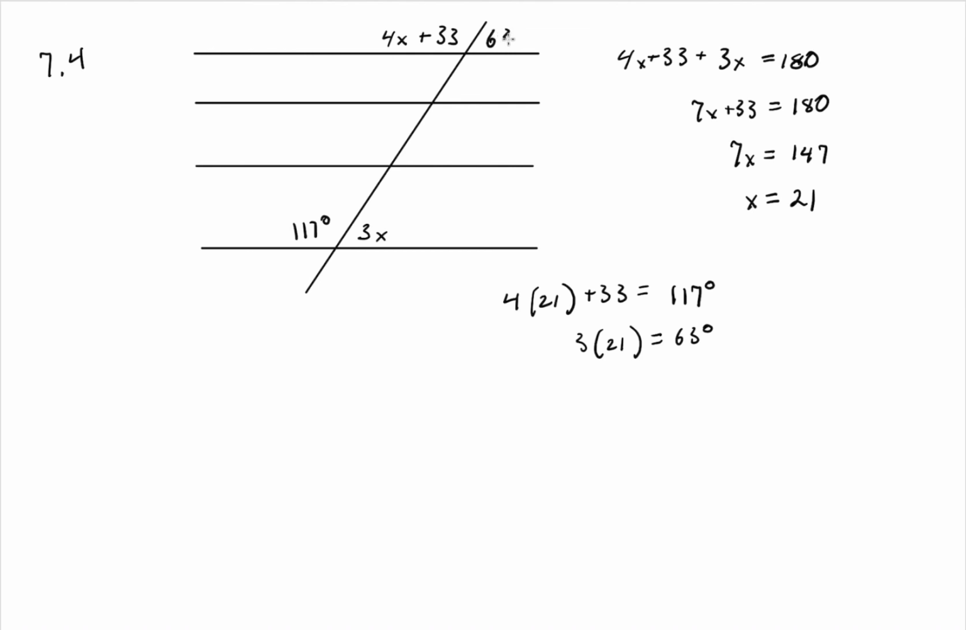So that's 63 degrees. And we could check it by adding them together. They equal 180 when added together, and that is the degree measure of a straight angle. So that is correct.